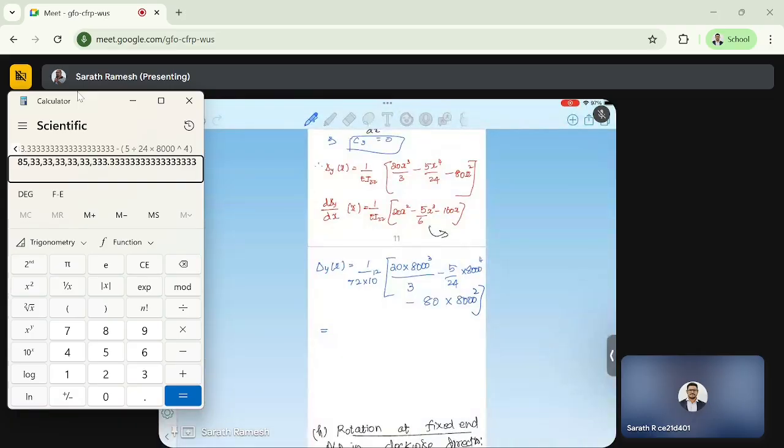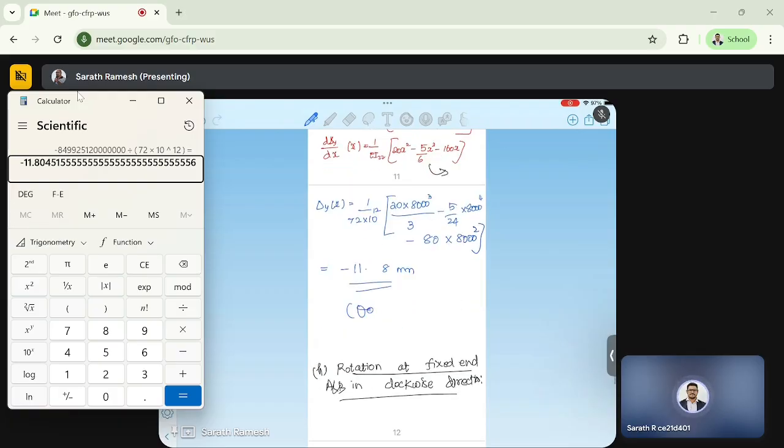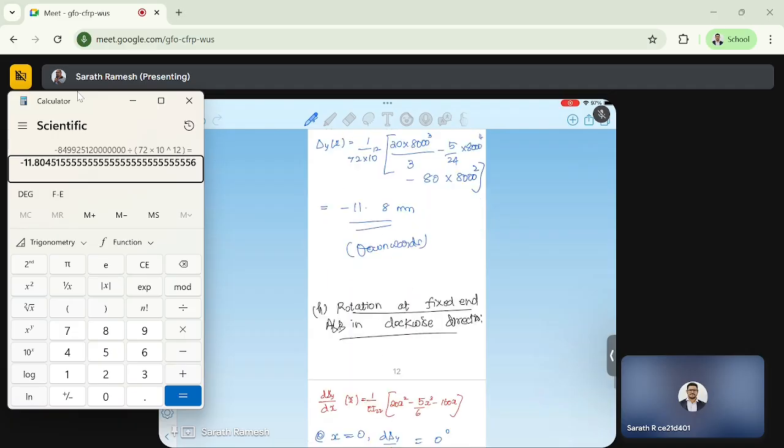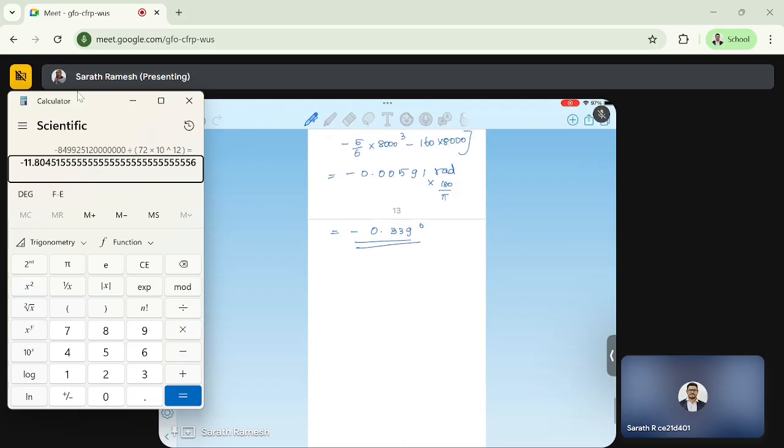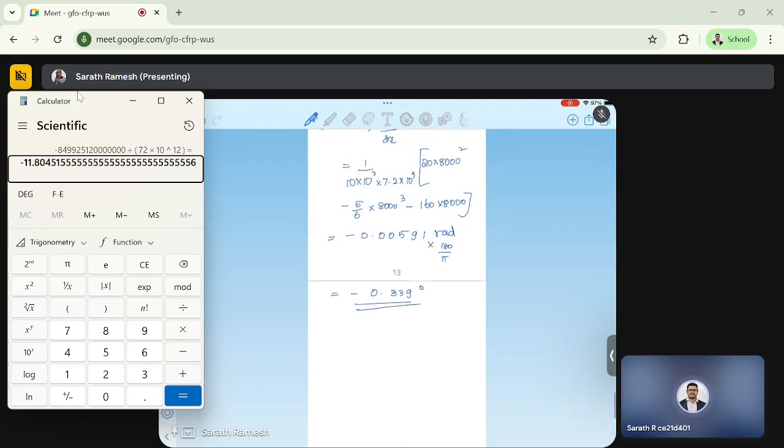Okay, divided by 72 into 10 power 12. So I'm getting minus 11.8. Yeah, so the negative sign implies it's downward. Okay, that's it. And here the negative sign implies it says clockwise.